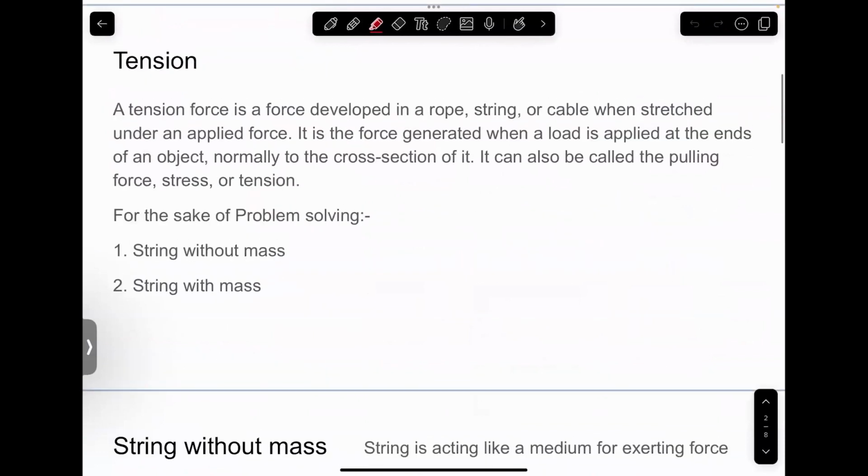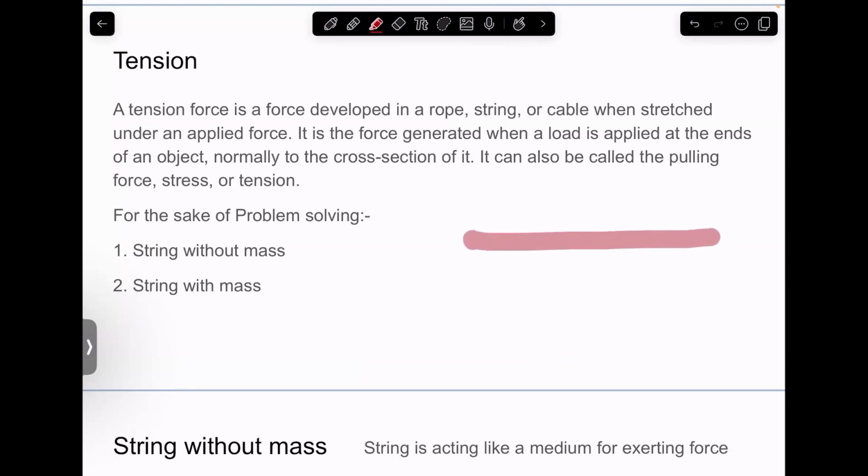So, tension is basically a pulling force. We will discuss this type of force called tension when we are dealing with objects like rope, string, cable, which are mostly cylindrical, long objects. If you consider this as a string, then it is a pulling force which is transmitted axially.